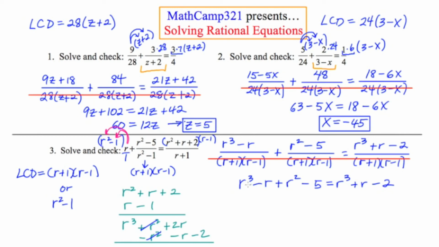Now the r cubes are going to cancel out. And I notice that what I have is a quadratic. And I know this because of the squared term. So to solve a quadratic, your first step is to set everything equal to 0. So I'm going to go ahead and do that now. And this quadratic is going to factor as r minus 3 and r plus 1. Setting each factor equal to 0, I get r equals 3 or r equals negative 1.